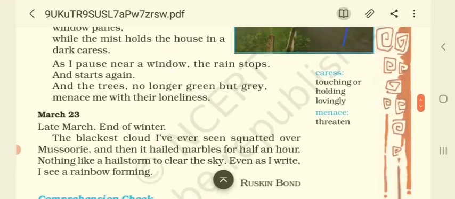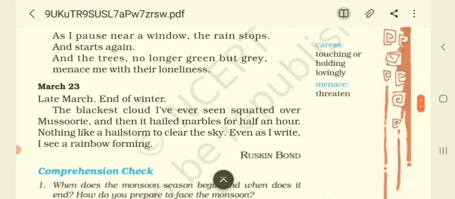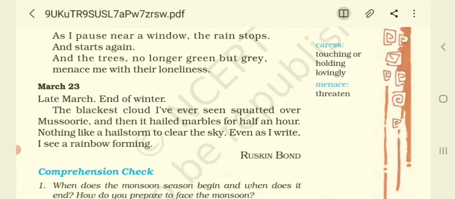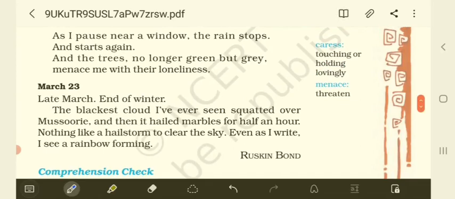Now March 23. What is March 23? Let's find out. See, March 23, late March, end of winter. March usually marks the end of winter in hilly areas, right? The blackest cloud I've ever seen squatted over Missouri, and then it hailed marbles for half an hour. Hailstorm. Marbles refers to hailstorm. Nothing like a hailstorm to clear the sky. Even as I write, I see a rainbow forming.